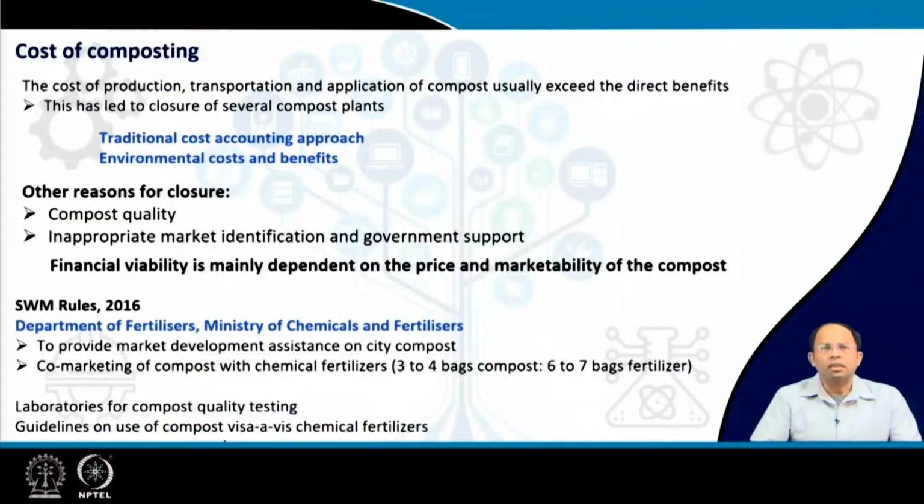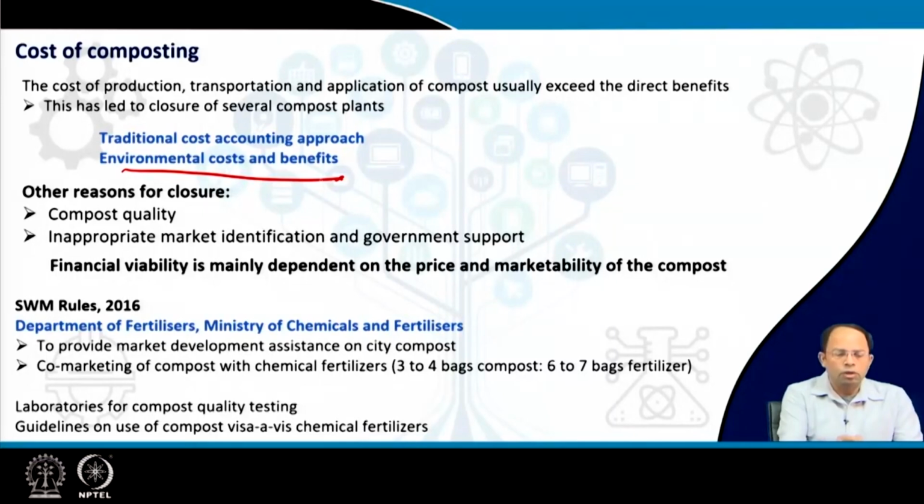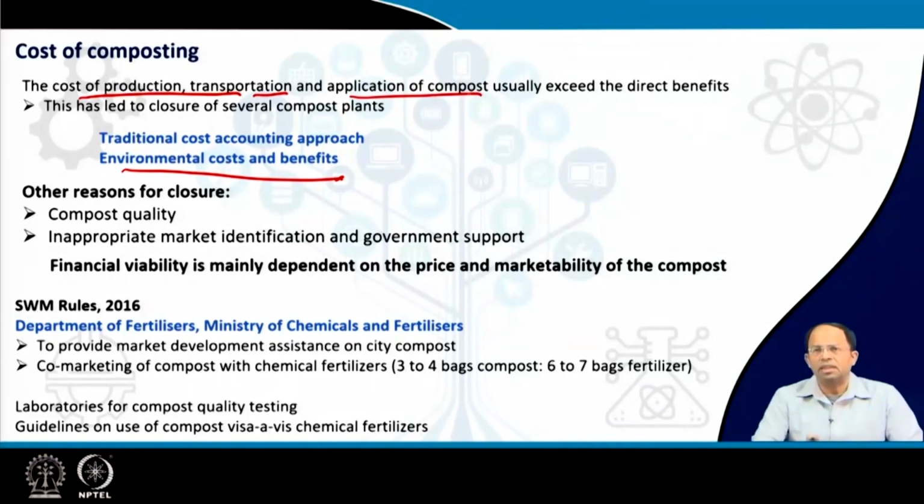So as you can understand, these benefits are environmental benefits, but at the same point in time, we have to do the cost calculation of composting, because it's an additional process that we are introducing for solid waste management in urban areas. What we have usually found is that the cost of production, transportation and application of compost is not only the process of collection, segregation and production of the compost, but also its transportation and application, and this usually exceeds the direct benefits.